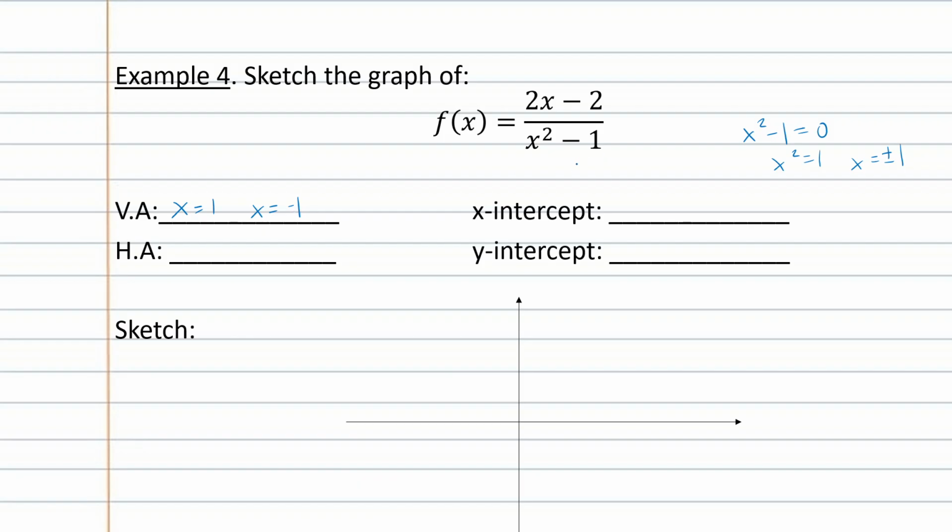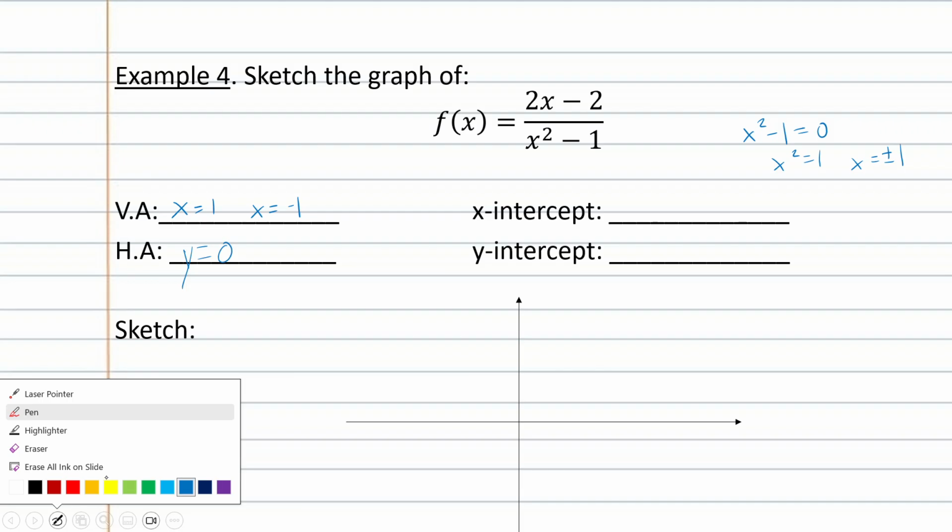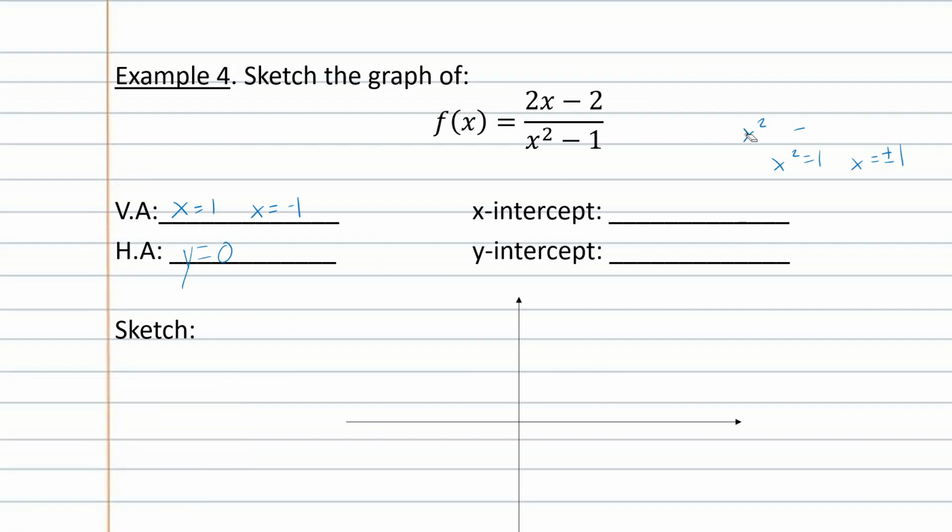Now, how about our horizontal asymptotes? In this case, the degree of the numerator is less than the degree of the denominator. And we should know by our horizontal asymptote rules that that means we have a horizontal asymptote at y equals 0. Alright, now let's see if we can remember from Math 108 how to find the x-intercepts and y-intercepts.